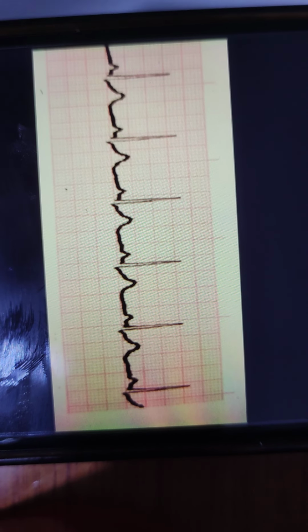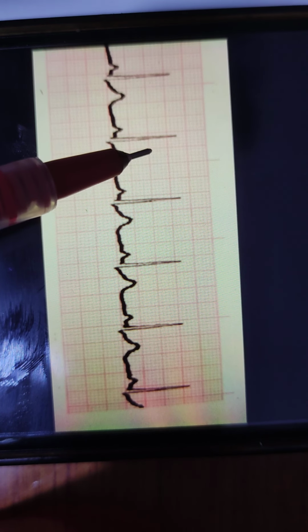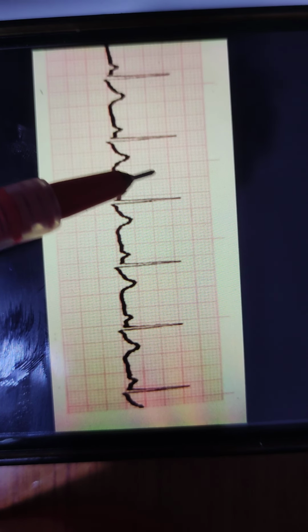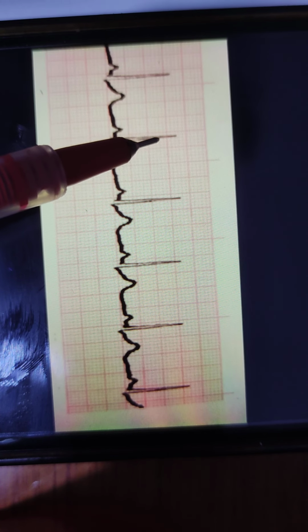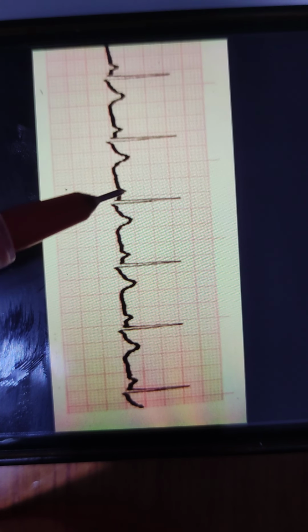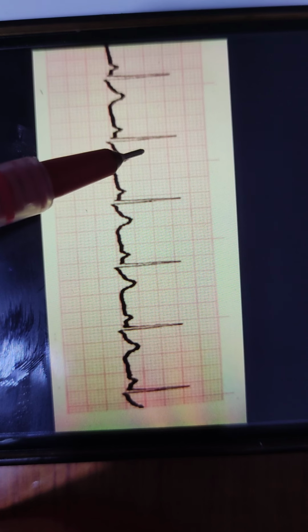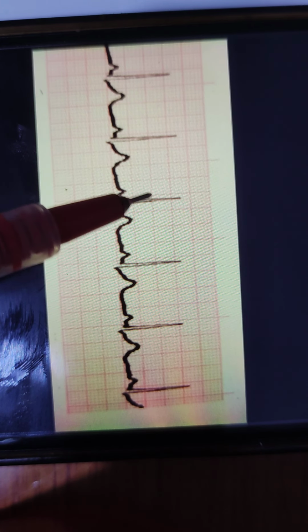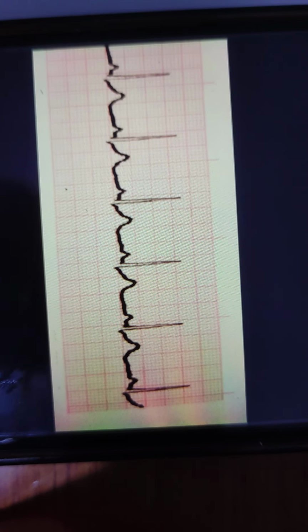Always look at lead 2. Now there are two formulas, formula 1 and 2. It depends on whether you are calculating with the large boxes or the small boxes. If I calculate with the large boxes, there is one full large box, another full large box, half of a large box, and almost half of a large box. So you count 1, 2, and 3, and you can almost consider this as a 4. There are 4 boxes.